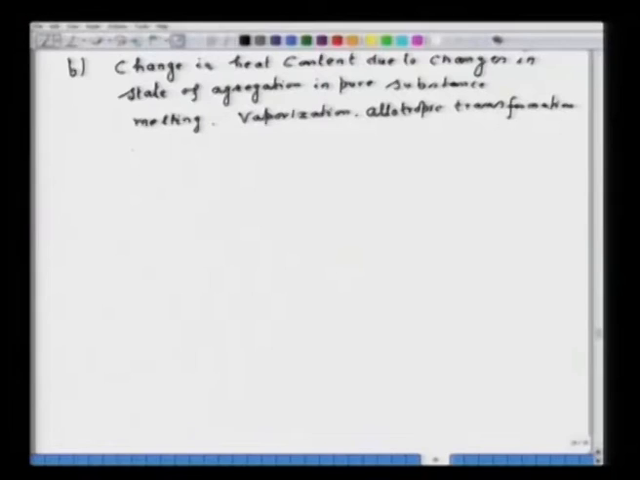Now, here the changes which occur, it occurs at a constant temperature, that point is important. No change in temperature occurs due to change in the state of aggregation. So, that is commonly called the latent heats. Sometimes you also call heat of fusion, so latent heat of melting, latent heat of vaporization, and the heat evolved or absorbed during the allotropic transformation.